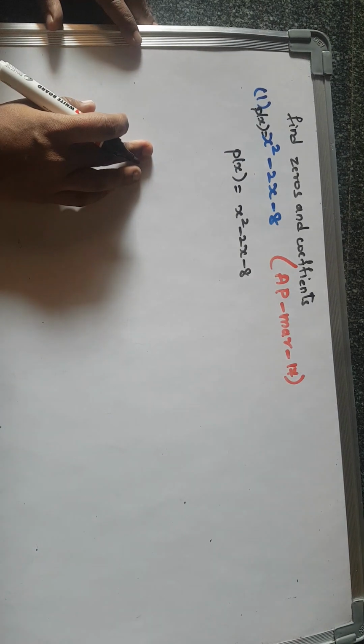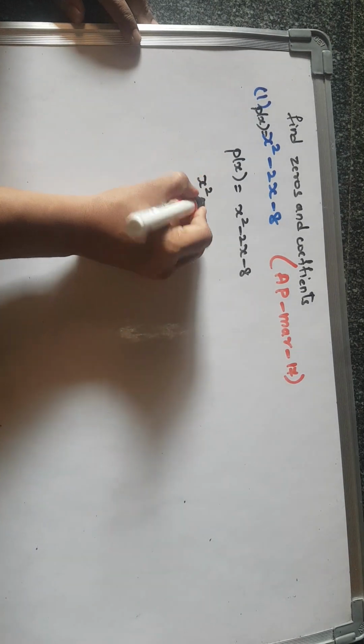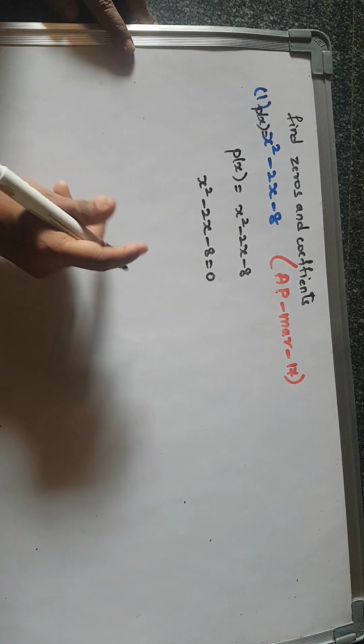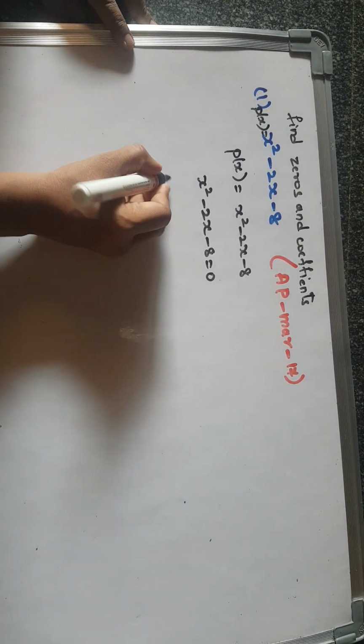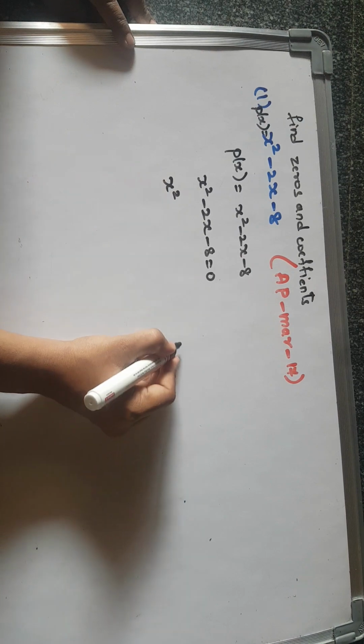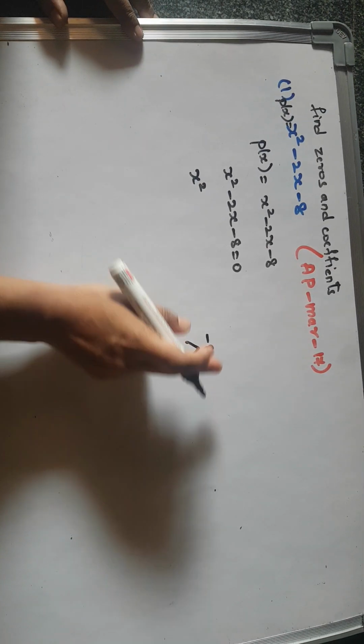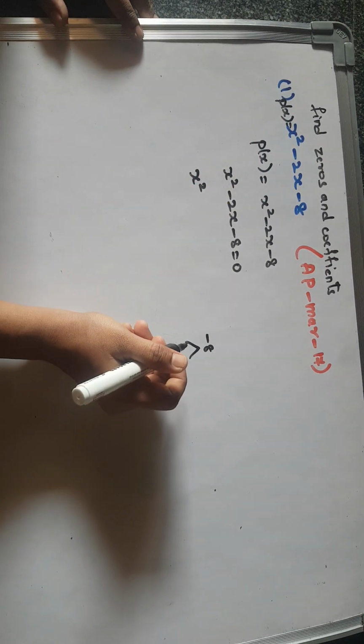This is the polynomial given. Equate this to 0: x square minus 2x minus 8. To find the zeros of the polynomial, we have to equate this value to 0. So finding zeros of the polynomial, x square minus 2x minus 8. Take the product as minus 8 and the sum as minus 2.